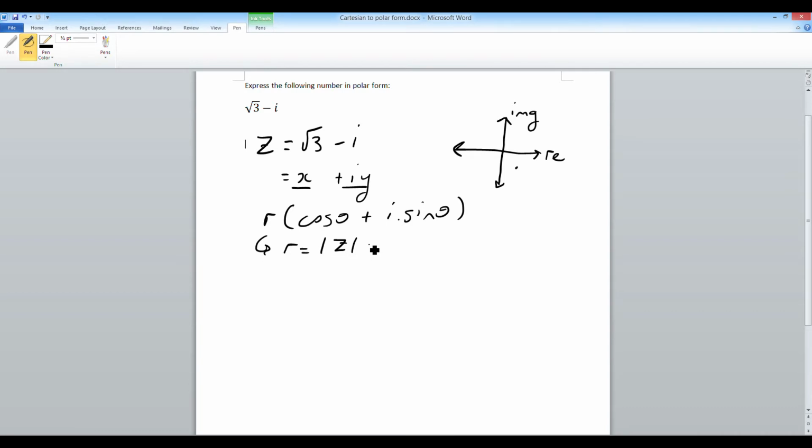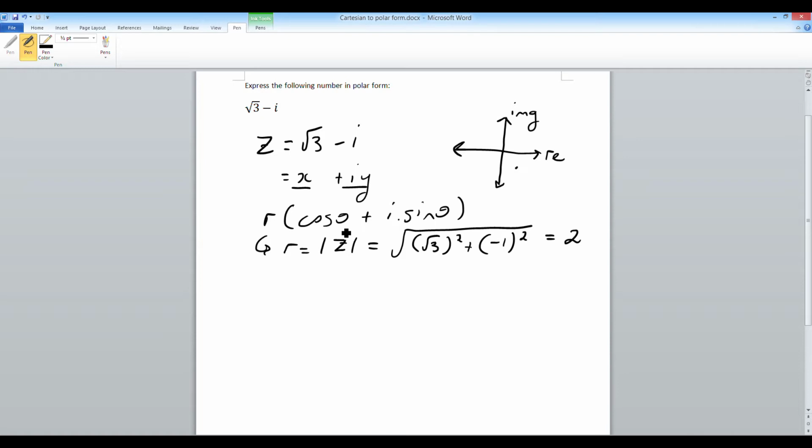Now, if I want to calculate the modulus of a number, I'm going to say the following: the square root of, and I take my x and y values. So in this case, it will be root 3 squared plus minus 1 squared. Remember, minus i is minus 1i, and this will give me 2. So we have calculated r to be 2. This is the modulus of my complex number.